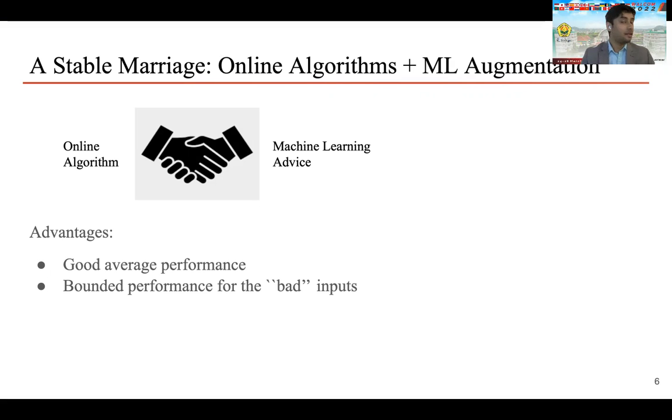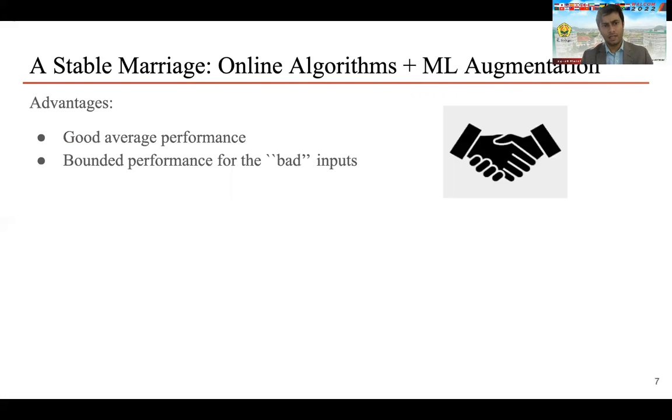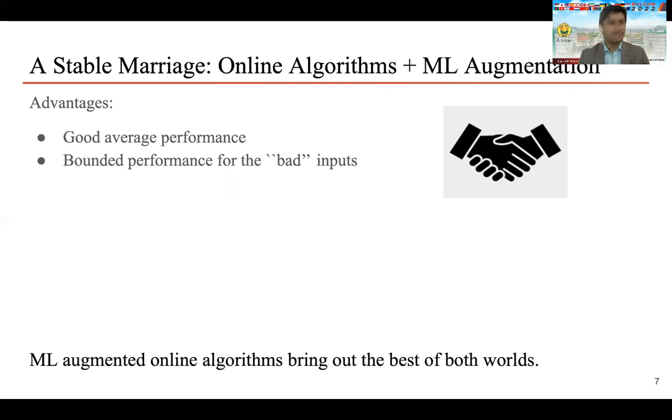The advantages that were observed, firstly, it was very good in terms of average performance. And so for all the inputs, particularly for the easy inputs, the algorithm is performing pretty well. And another key advantage is that there is bounded performance for the bad inputs, which we do not have for the original machine learning algorithms. That means basically these ML augmented online algorithms bring out the best of both worlds. One is from machine learning, another is from online algorithm design.